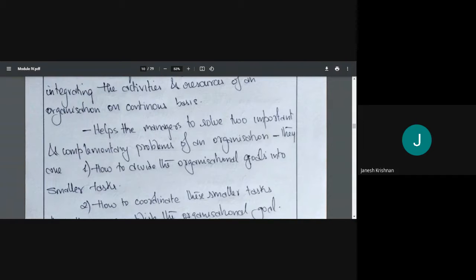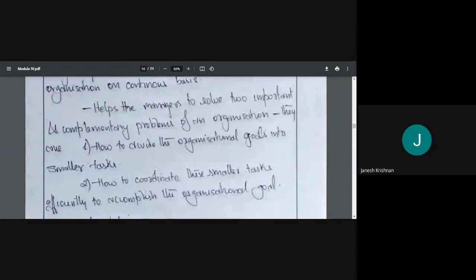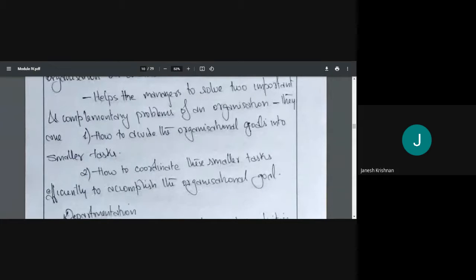We need to divide the goal into small tasks. So arts is the main goal. That goal is to be divided into smaller tasks. So smaller tasks for the stage department, on-stage department, off-stage department, then your DJ party, like that. You need to have the departments, right? Then how to coordinate these small tasks efficiently to accomplish the organization goal. So it is not that once you have divided it into small tasks, it's over. No, we have to oversee them. We need to see each department is functioning properly, and we should be coordinating with them so that our aim of conducting the arts is achieved. Okay?